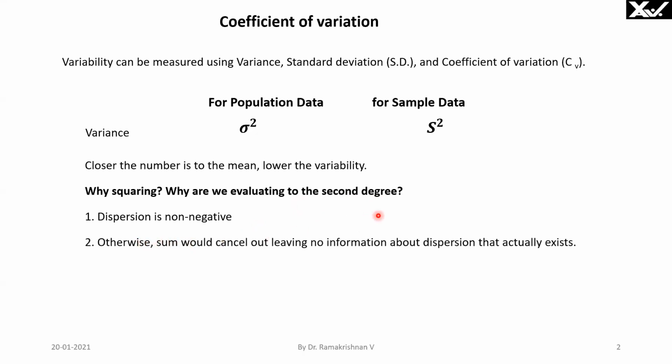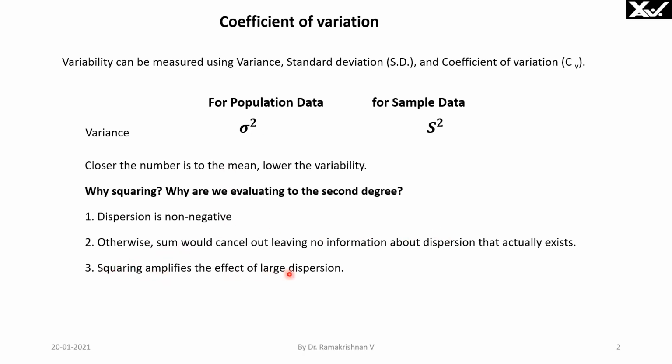Otherwise, if I don't square it, the minus 1 dispersion for the first term and plus 1 dispersion for the third term, that is 3, these will cancel out and will leave no information about dispersion, but that is actually existing. We know 1 is different from 2, 3 also is different from 2. Therefore, there must be a dispersion that should be shown. Therefore, we are squaring it here.